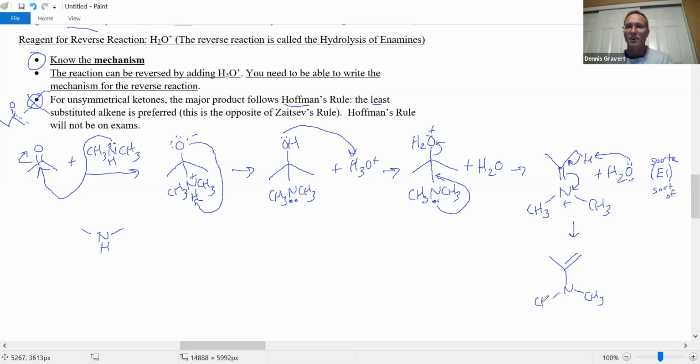And we have our enamine. And the water molecule got its H plus. We reform the catalytic amount of acid, and we're done. Cool.